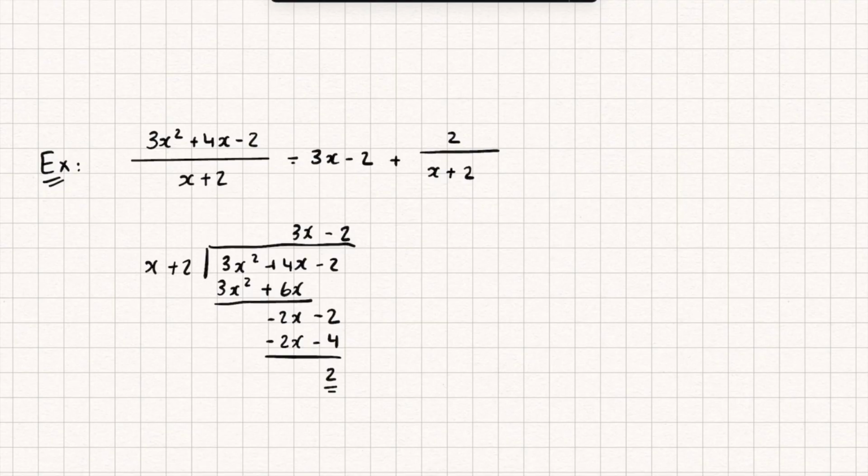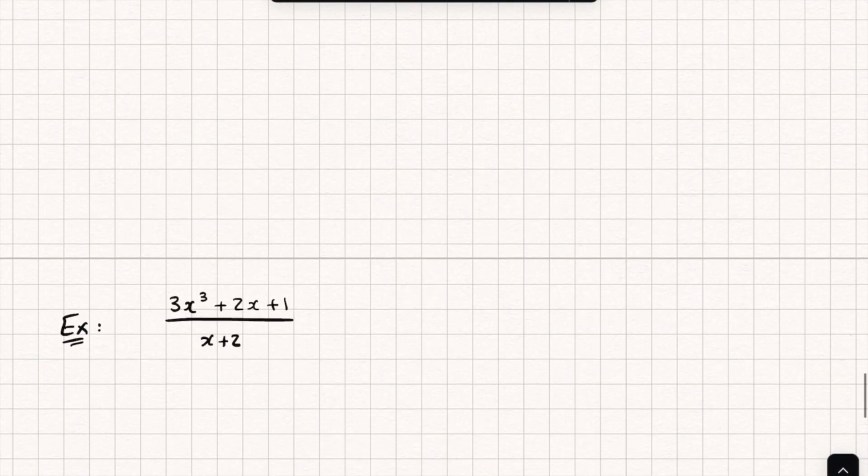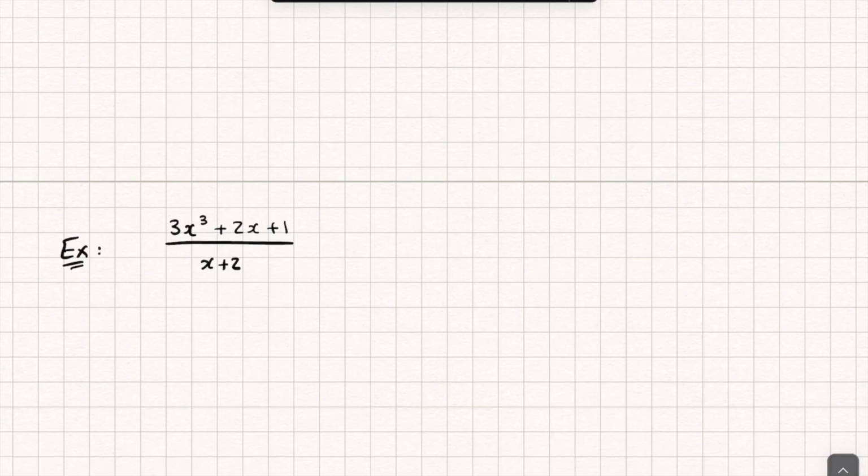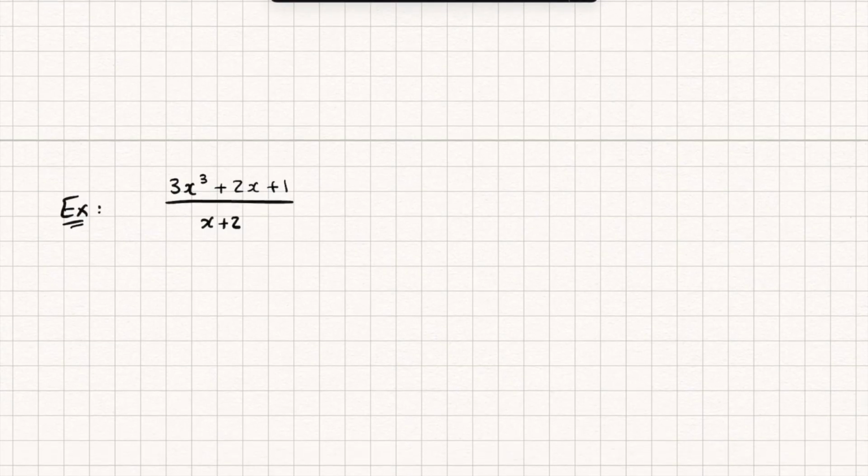Now, there's one final example I want to look at, just because it can catch people out sometimes. And so you can see we have a cubic and we're dividing it by x plus 2. And we're going to lay it out slightly differently, because if you look at the numerator, you can see we're actually missing a quadratic term that we had in the other examples. So we're doing x plus 2 divided by, well, 3x cubed.